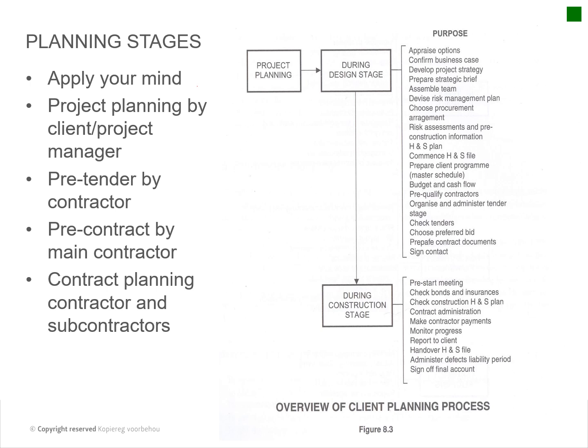Project planning by a client is done by the client or project manager. And then pre-tender by the contractor, and pre-contract by the main contractor. Then you have the contract planning by the contractor and subcontractors. So please have a look at figure 8.3. This is, for me, an important figure that explains how the project planning is done and the purpose of the design stage and of each one.